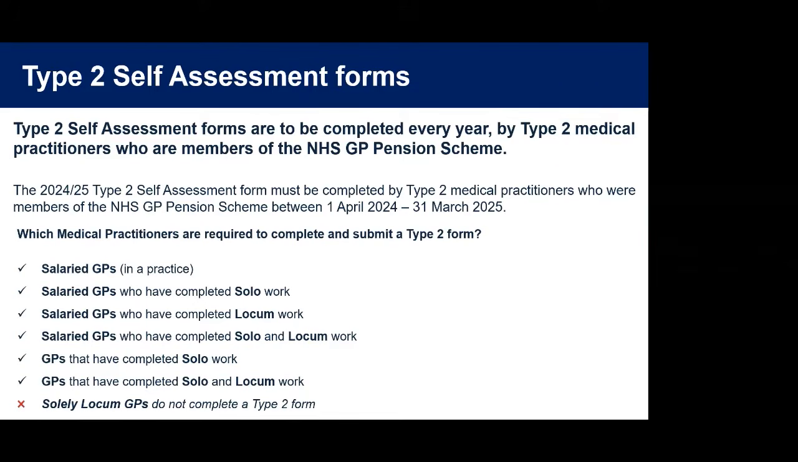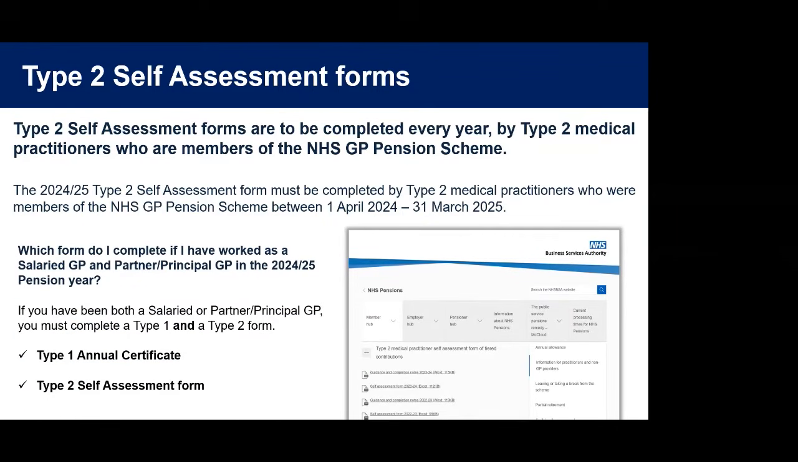Locum work will only be included if you have pensioned the work by submitting locum A and B forms within the required 10-week timeframe and have paid the relevant payments. As a locum GP, it's your decision whether you wish to pension your locum work. But remember, solely locum GPs should not complete a Type 2 form, as there is no requirement to do so.